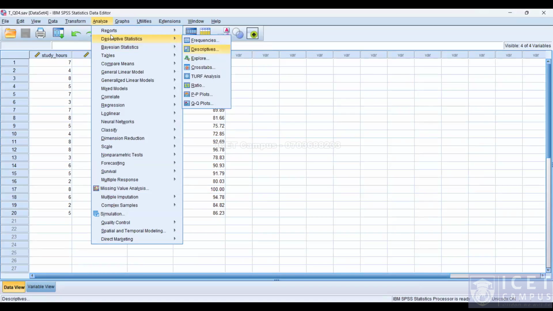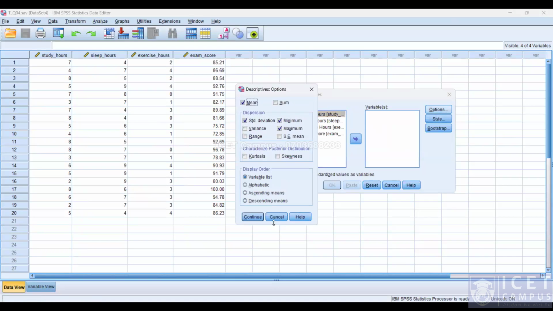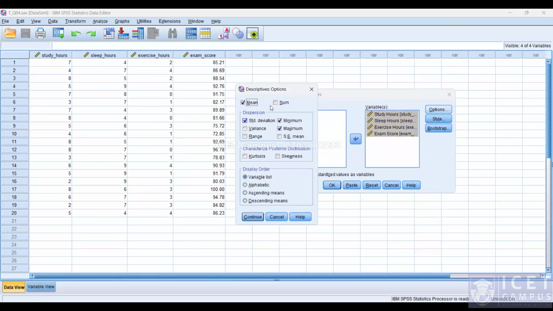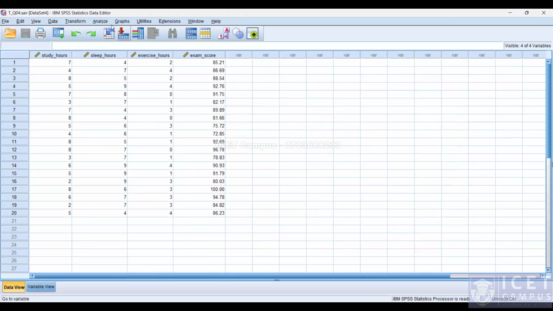Then we can go for descriptives, options. Yeah, it's here. Then we can take this all. Then we have to calculate mean, median is not there, no? Yes, it's not here. Then we can go for another one.